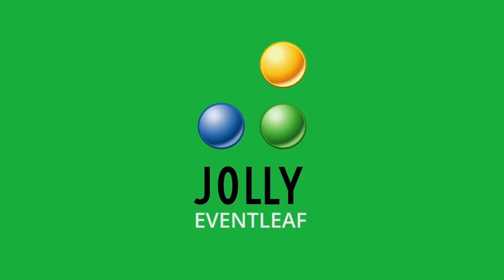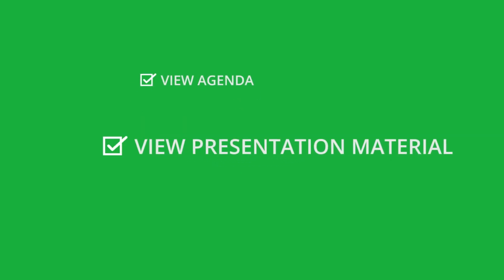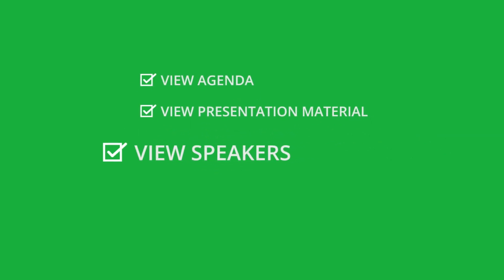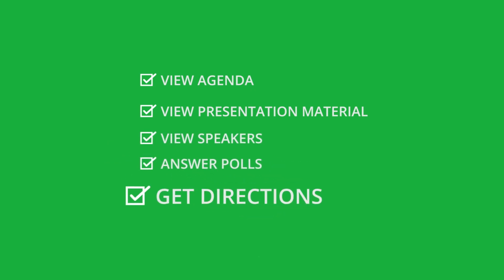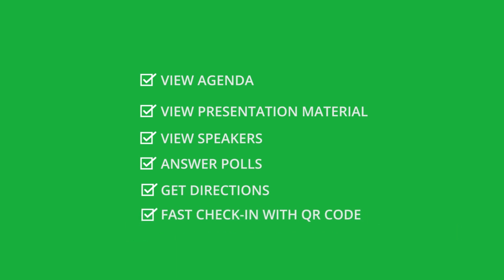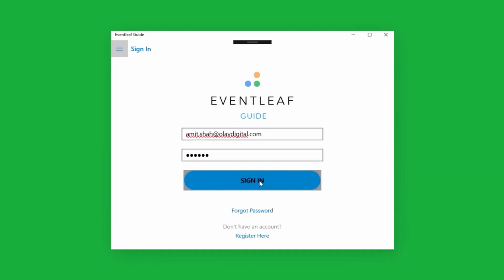Alright, let's take a look at the Eventleaf Guide app. Your attendees can review your event details and agenda, review presentation documents, slides, and images, find out about guest speakers, respond to live polls, easily get directions to the event, and can access their registration and barcode for faster check-in.